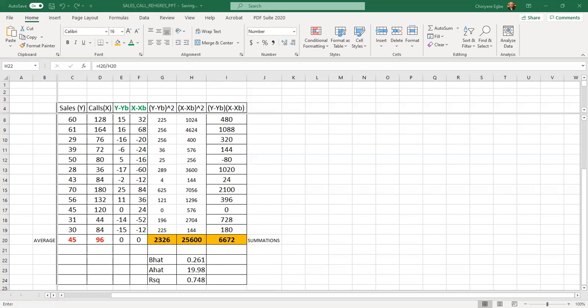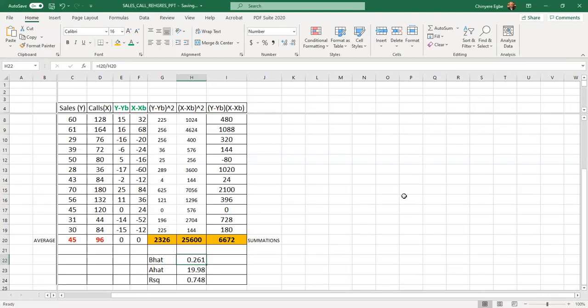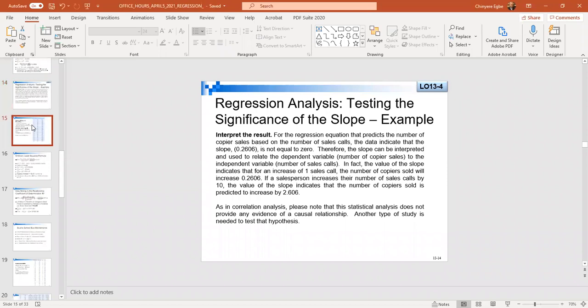Now, the only difference is that when you're doing the boss problem, you're going to do it for mileage instead of for age. The example that you are seeing in the PowerPoint slide is for age. So let me stop sharing this PowerPoint slide and bring up the slide we're looking at.